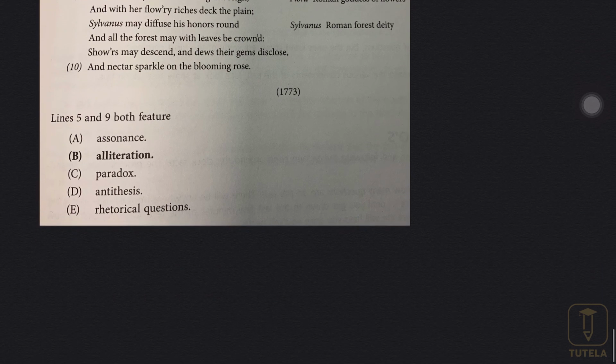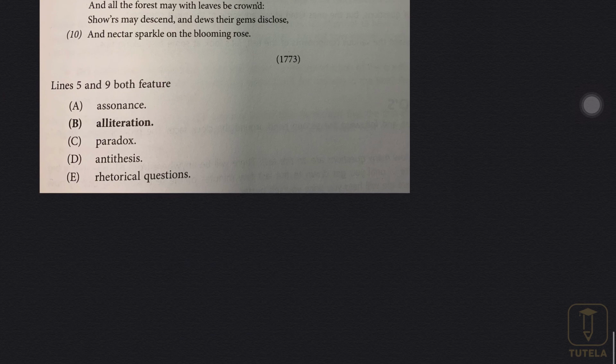Okay, guys, this was all about the different types of questions, or common question types, that are found on the SAT literature.